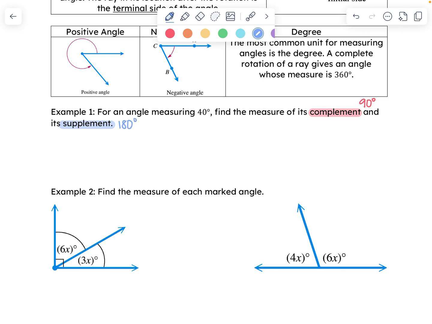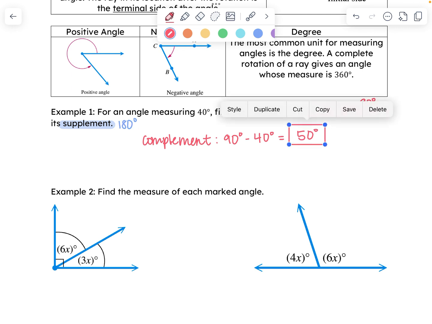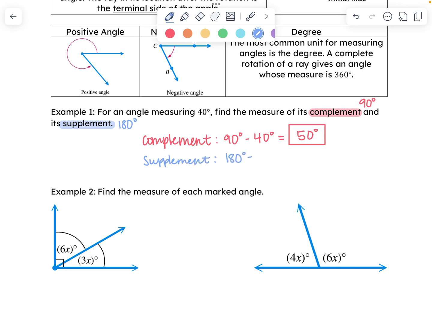So if I'm trying to find the complement of 40 degrees, I would do 90 degrees minus 40 degrees to find that the complement is 50 degrees. If I'm trying to find the supplement, I would do 180 degrees minus 40 degrees, and I get that the supplement is 140 degrees.